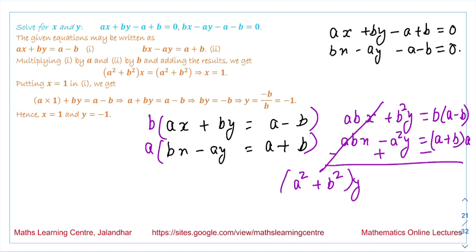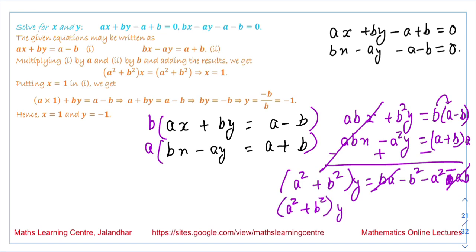into y, that is equal to ba minus b square minus a square minus ab. So this ab gets cancelled. It becomes (a square plus b square) into y, that is equal to minus of (a square plus b square). These two get cancelled and we are left with y is equal to minus 1.